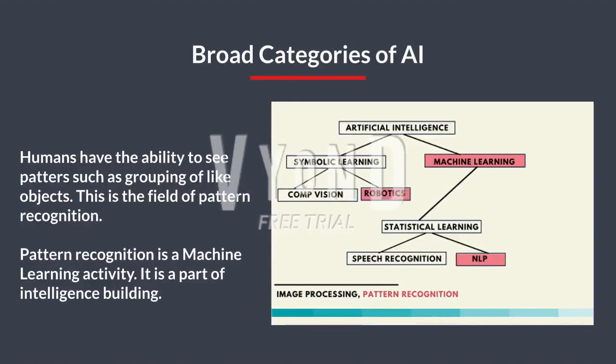Humans have the ability to see patterns such as grouping of like objects. This is the field of pattern recognition. Machines are even better at pattern recognition because they can use more data and dimensions of data. This is the field of machine learning. Pattern recognition is a machine learning activity. It is a part of intelligence building.